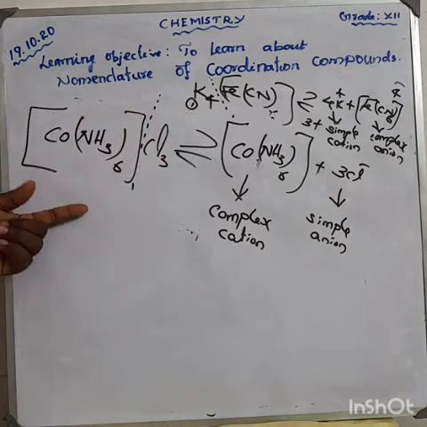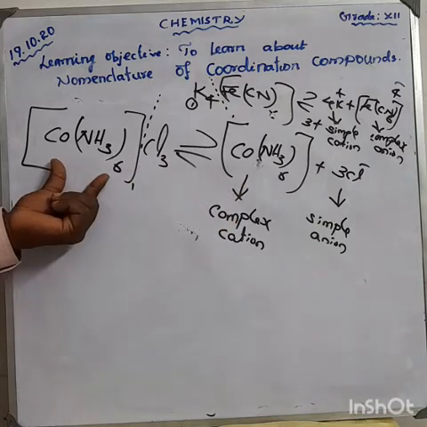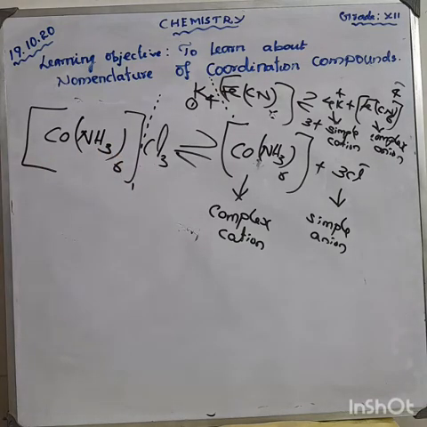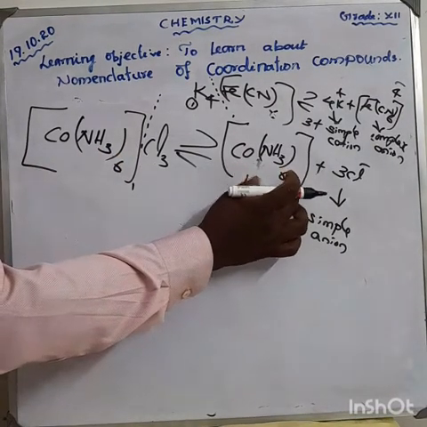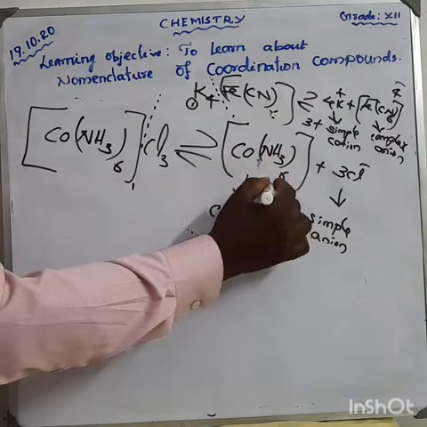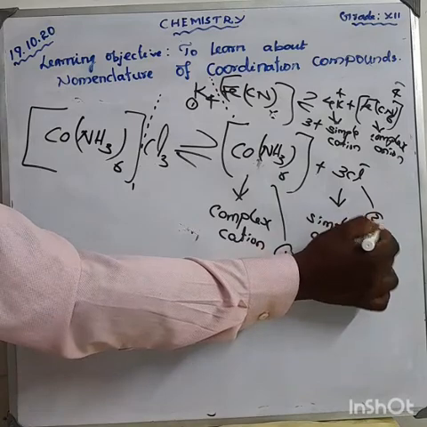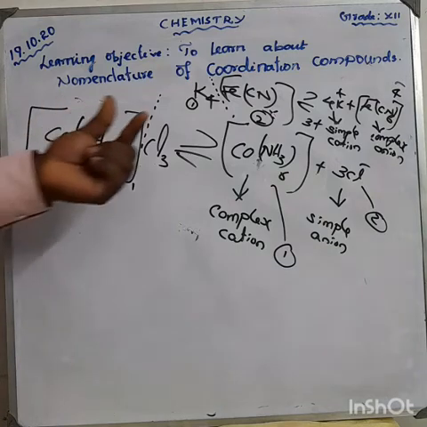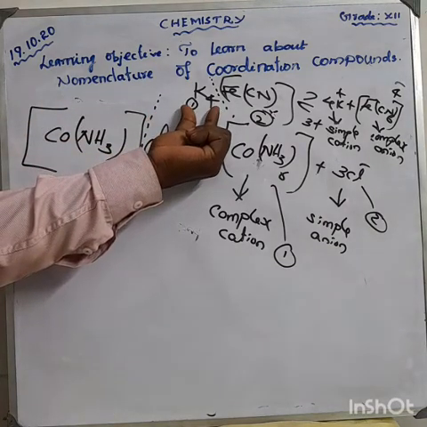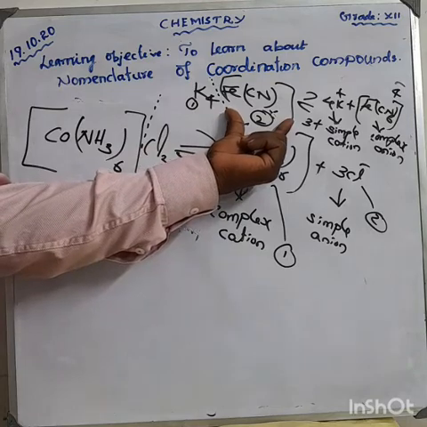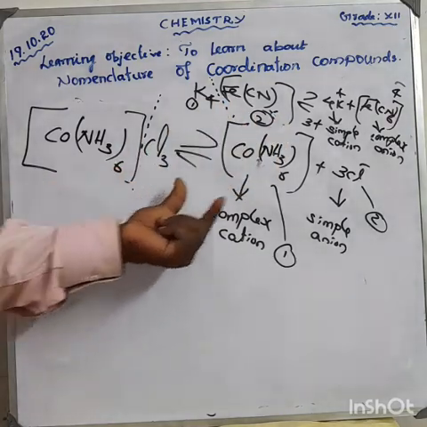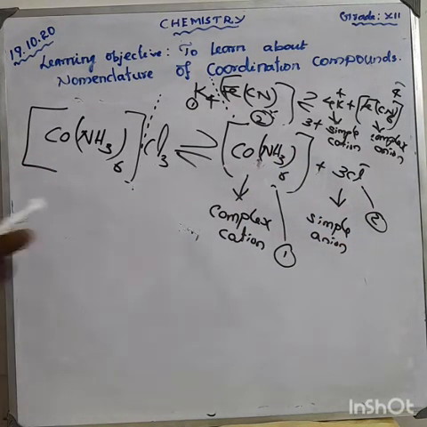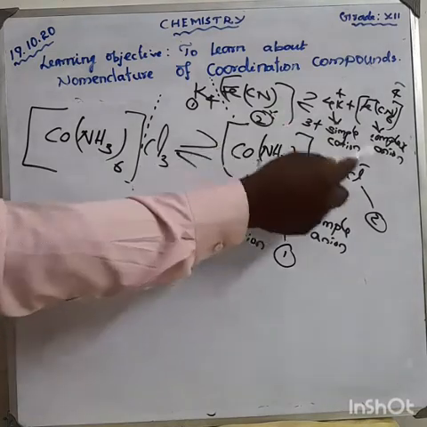In the second case, this is the complex cation, and next the simple anion. Here, you should name this first, the coordination entity first. This is the second. Here, this is the first; the coordination entity is the second. Here, potassium is first, next the coordination entity is second. In this equation, this is first and this is the second. Clear? Anyhow, start with the ligand first, next the central metal ion, next go to the chloride ions.